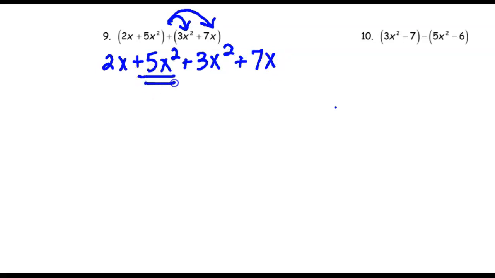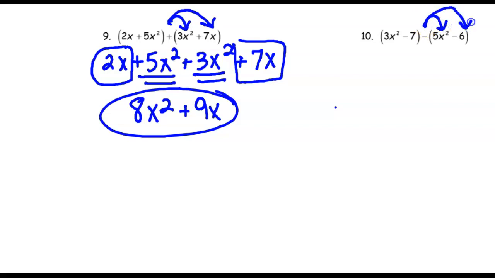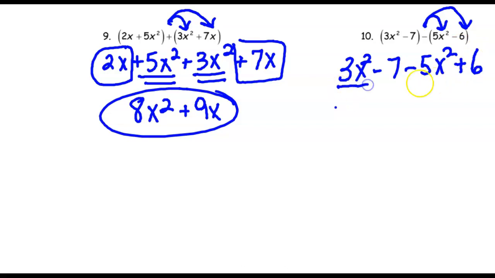Okay, so now I've got 5x squared and 3x squared, and I get 8x squared. And now when I combine 2x and 7x, I get 9x. So there's my answer. Where it is a little different is right here in number 10. Notice we're subtracting a binomial. So before you subtract the binomial, I want you to think like you're distributing a negative 1. So the first binomial is just 3x squared minus 7. But now it's going to be minus 5x squared, and a negative times a negative is a positive, so it's plus 6. So always rewrite that problem first before you try to combine your like terms.